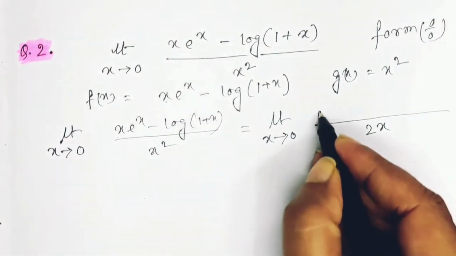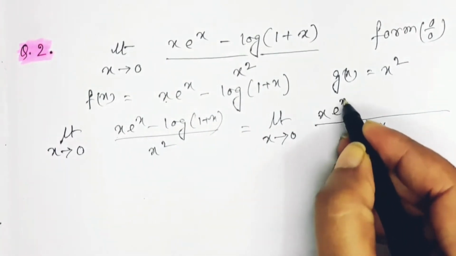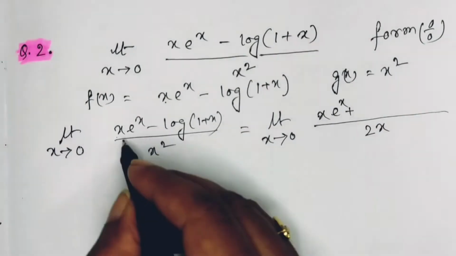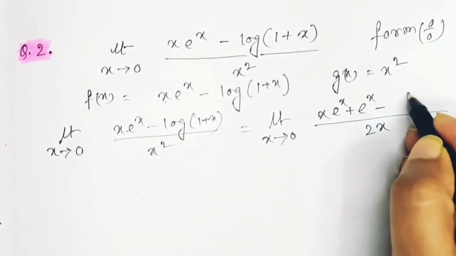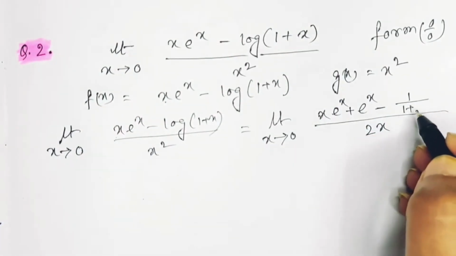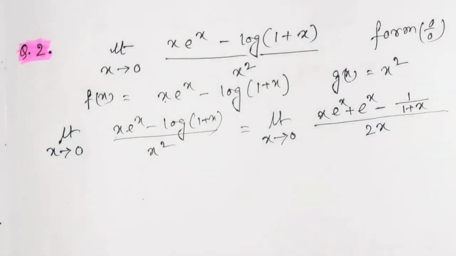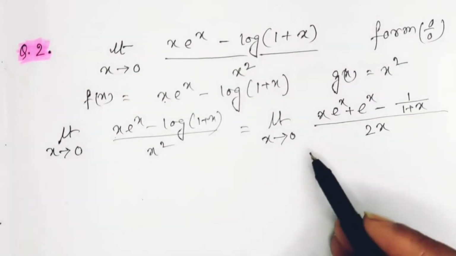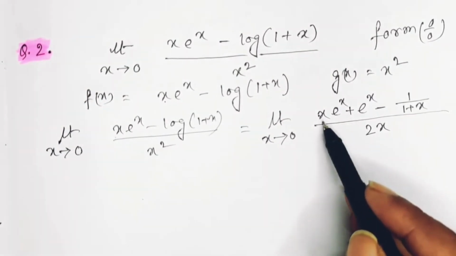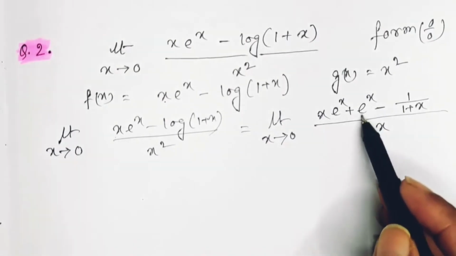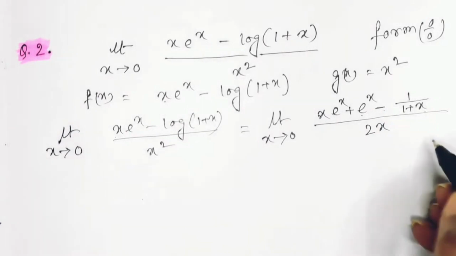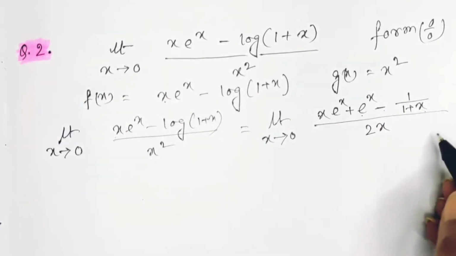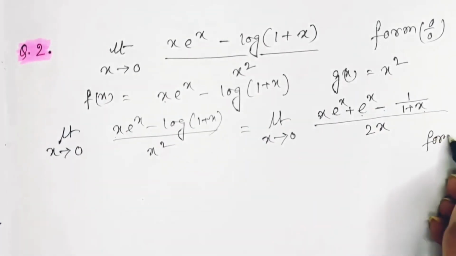For the numerator, x e to the power x, where x is the first function and e to the power x is the second function, the derivative is 1 times e to the power x plus x times e to the power x. For log, we know the derivative is 1 upon the given function, so it is 1 upon 1 plus x. Now the derivative of x is 1. After getting this, if we substitute x equals 0, this part is 0, e to the power 0 means 1, and here it is minus 1, so it is 0 divided by 0.